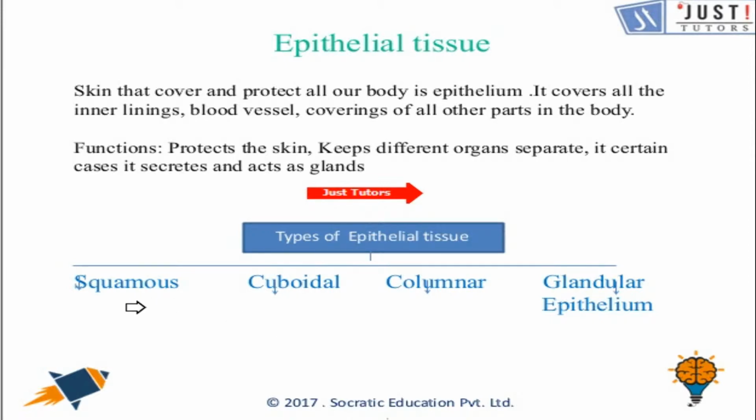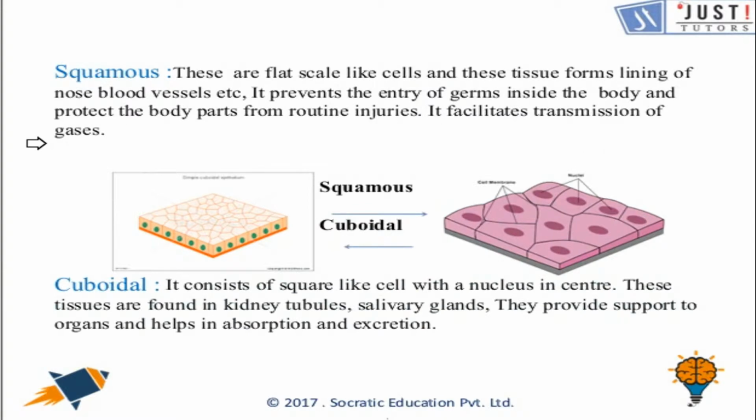So the first one is squamous, the second one is cuboidal, then columnar and glandular. Let's talk about each of them in detail. So the first one is squamous. The squamous epithelium is composed of a single layer of cells, and this type of epithelial tissue forms the lining of blood vessels and alveoli. The thin layer of cells facilitates exchange of substances.